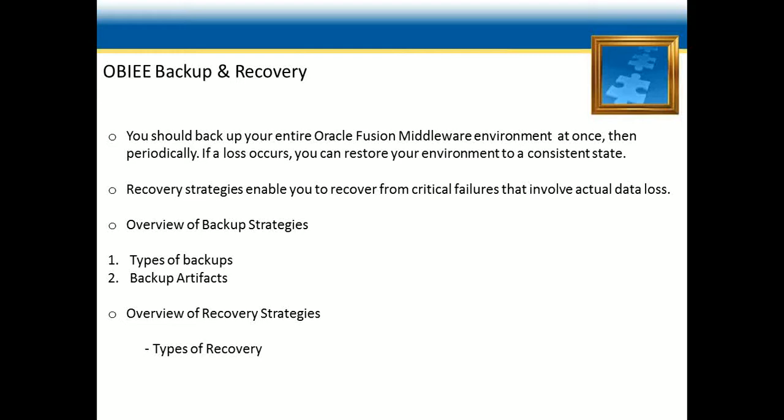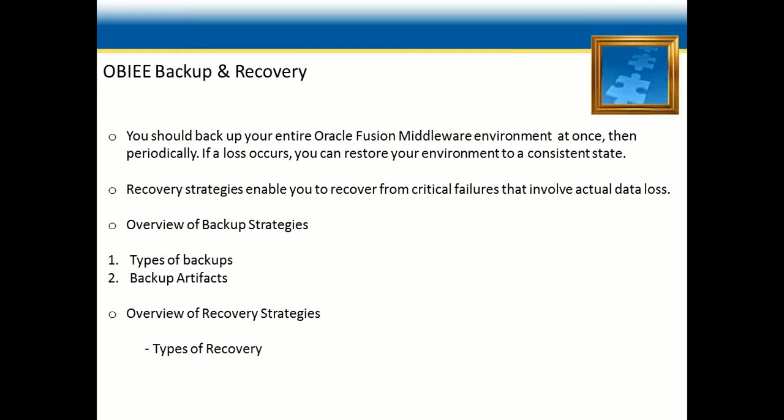OBI backup and recovery. You should back up your entire Oracle Fusion Middleware environment at once, then periodically. If a loss occurs, you can restore your environment to a consistent state. After doing installation and configuration, just go for a backup, because if anything happens, you can recover from that backup. Recovery strategies enable you to recover from critical failures that involve actual data loss.